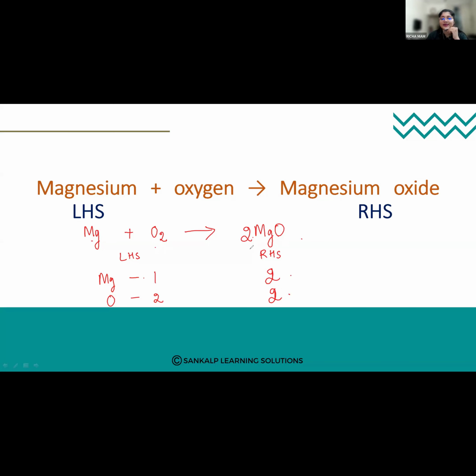Now the next step is to balance the magnesium. Now if I write here 2, is it balanced? Yes. On both sides, you can see the number of atoms are the same. So this is a balanced chemical equation. We are going to study the balanced chemical equation.